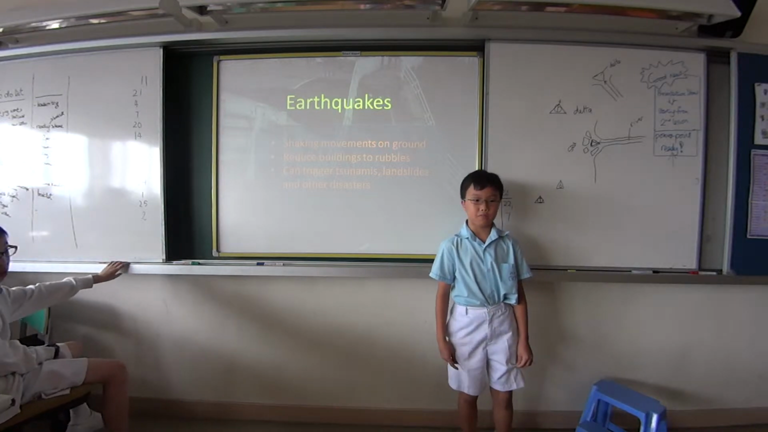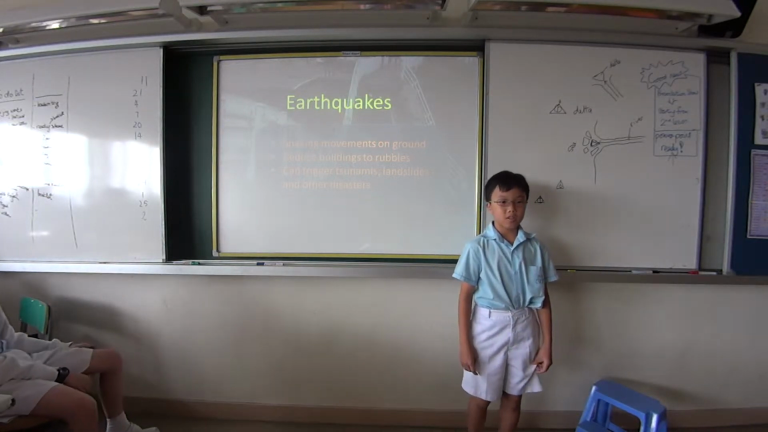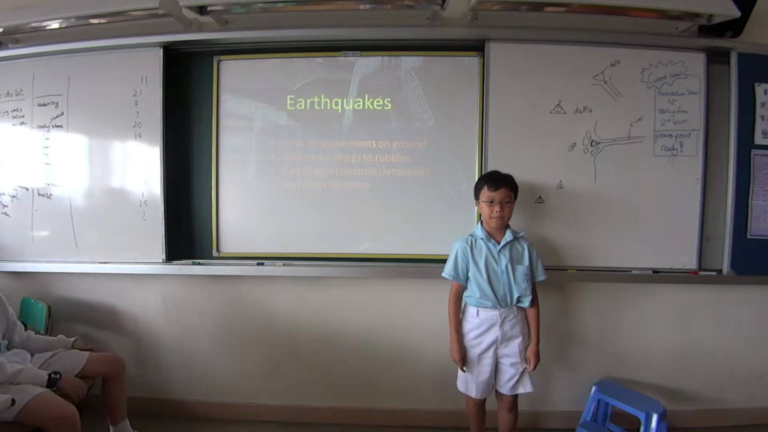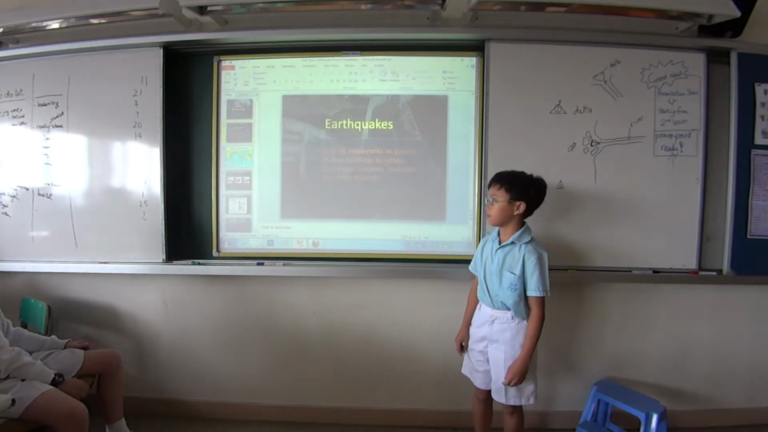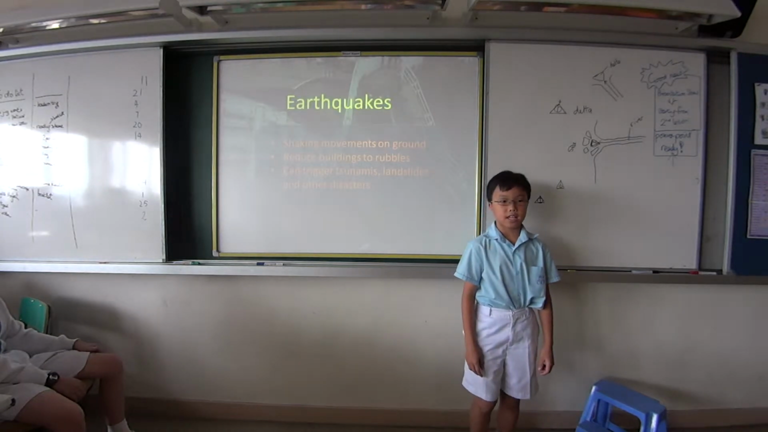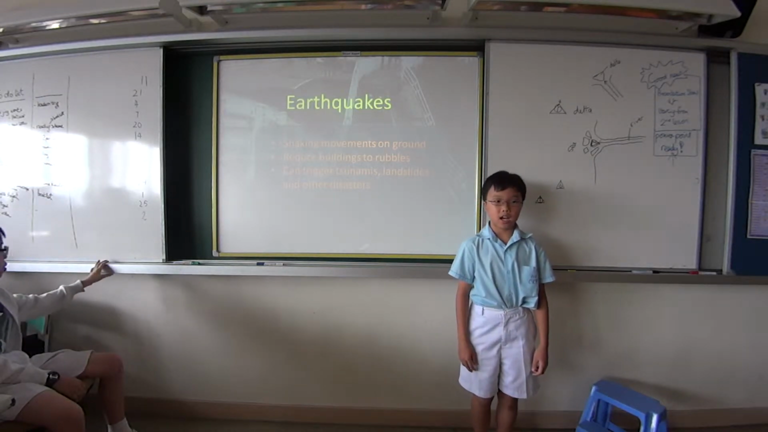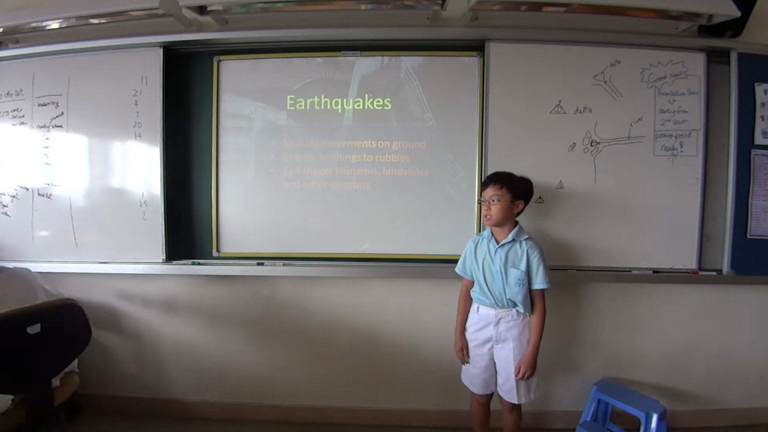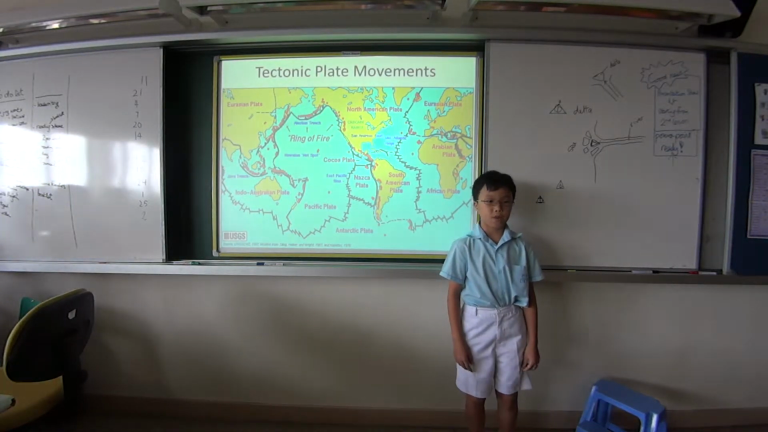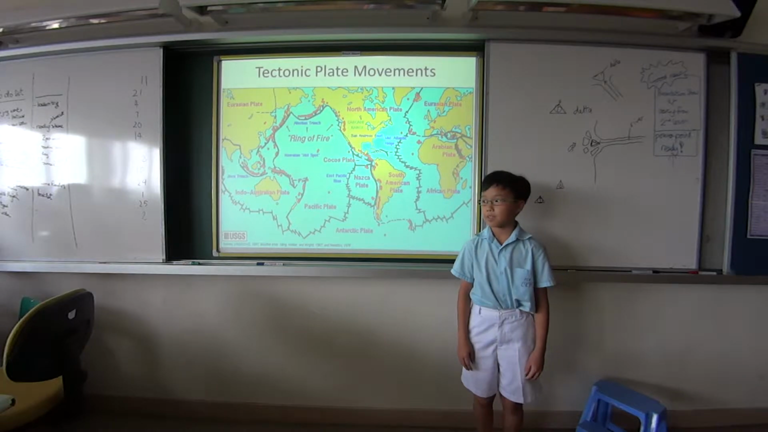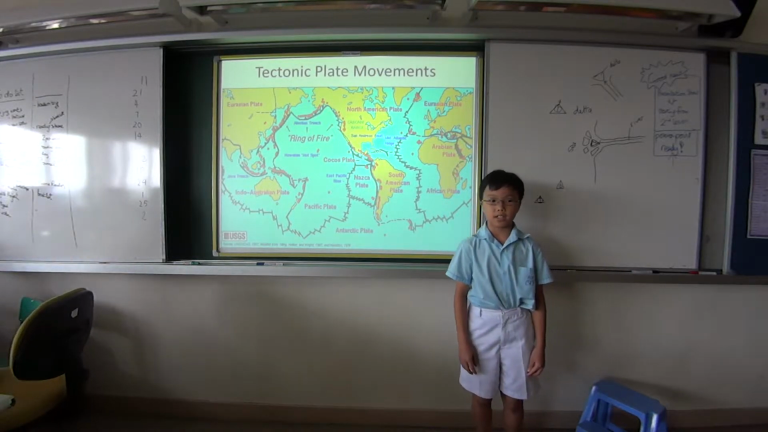Earthquakes are shaking movements on the ground. Some don't do much damage, but others could reduce buildings to rubble and bury people underneath them. They could also trigger other natural disasters, like tsunamis, landslides, and volcanic eruptions. Our ground is formed by plates called tectonic plates. These plates are actually moving underneath us all the time.